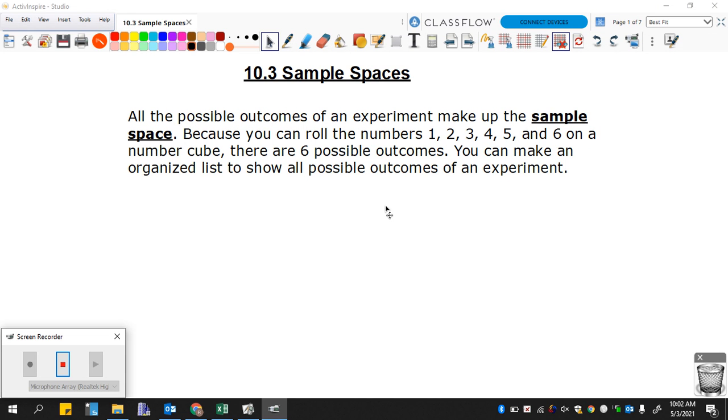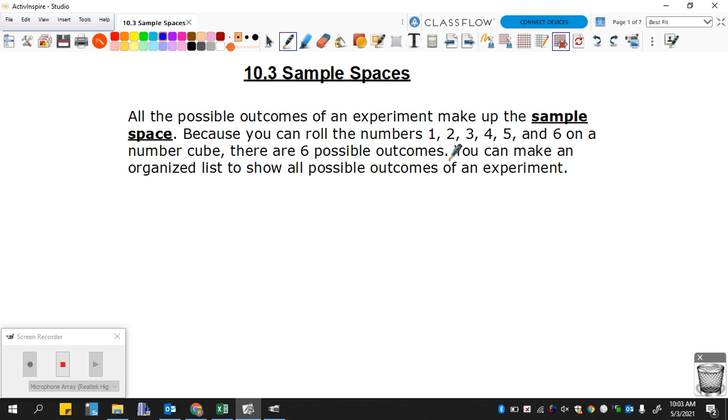All right, in this lesson, we're going to talk about all of the possible outcomes of an experiment. Anytime that you have all the possible outcomes of an experiment, that's called the sample space. Because if you roll a number cube, you can roll a 1, a 2, a 3, a 4, a 5, or a 6. So that means that there are 6 possible outcomes. If you have multiple events, then you're going to have more possible outcomes.